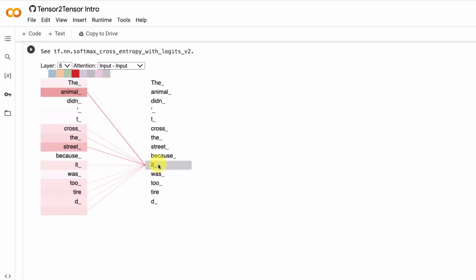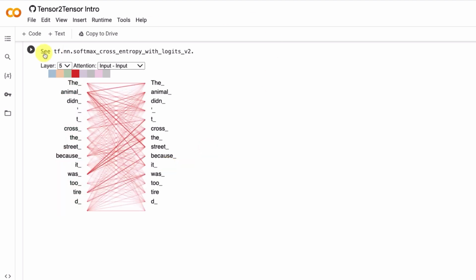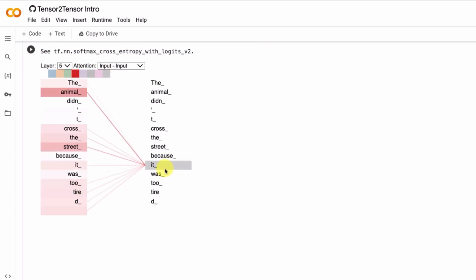And we were interested in this word it, right? Is it the animal? Is it the street? Which one is it? When you keep your mouse here, you'll see that its attention is paying attention to the word animal and to the word street, but to the word animal a bit more. And by the way, there's 8 of these colors here, and they represent the different attention heads. So in this attention head, it's taking into account a lot of the word animal, a bit of the word street, and some other words.